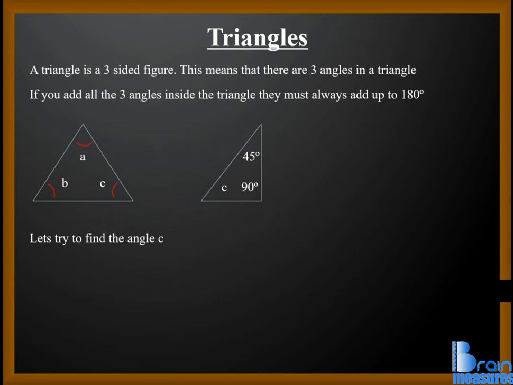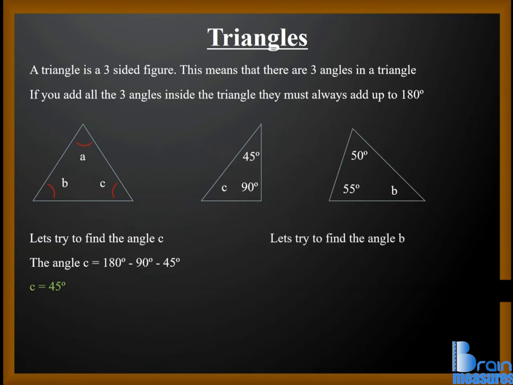Let's try to find out the size of angle C here. So C equals 180 degrees minus 90 minus 45 degrees. So C equals 45 degrees. Let's take another one. Here we want to find the size of angle B. Can you do this? Let's try to do this. Well, angle B is 180 minus 55 minus 50. This means that angle B equals 75 degrees.